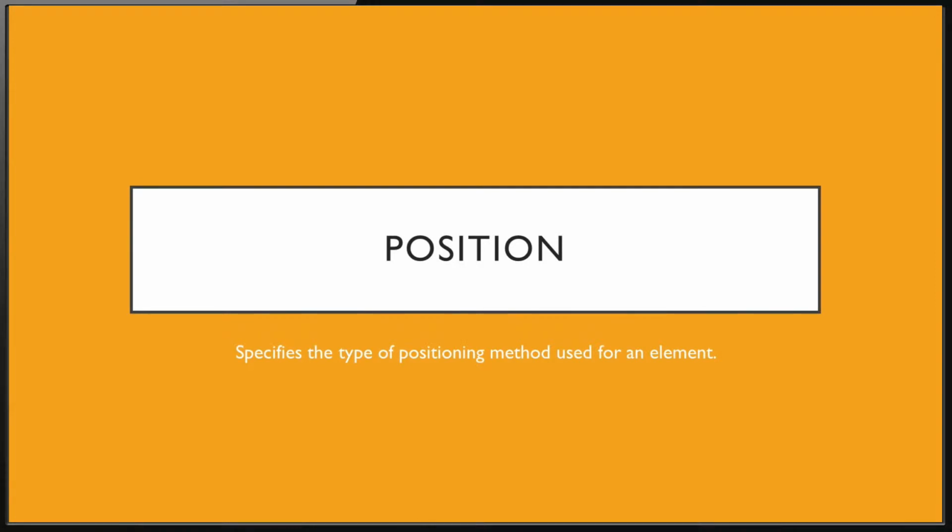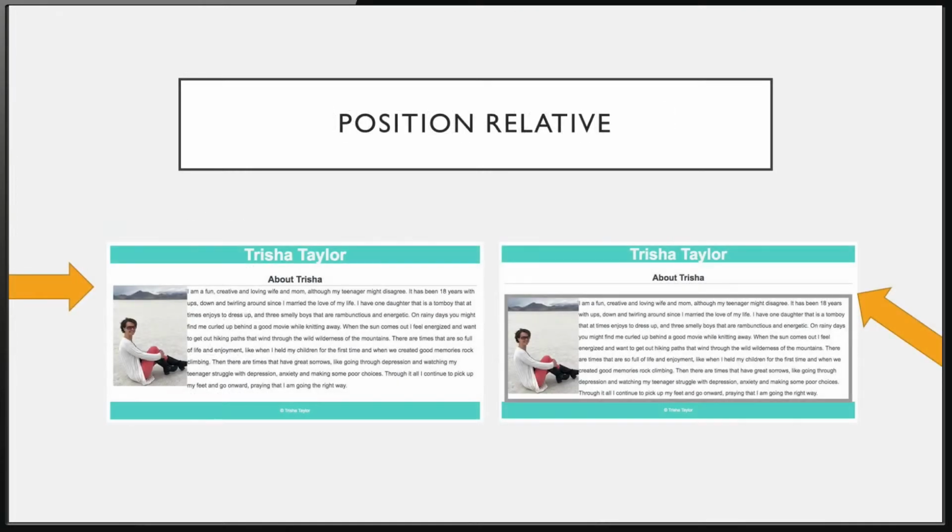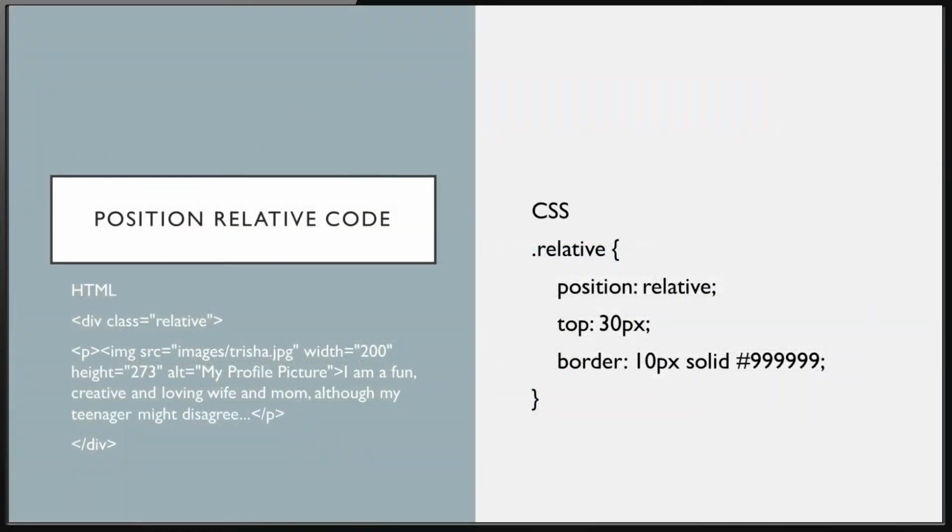Position specifies the type of positioning method used for an element. You have the static, relative, fixed, absolute, and sticky values. This is an example of the positioning relative. Here on the left, I did not use any positioning. On the right, you can see the difference. Here, there is a difference as to where it is relative to this line. And I also put a slight border around it to help it stand out. The coding for this would be to use position relative.